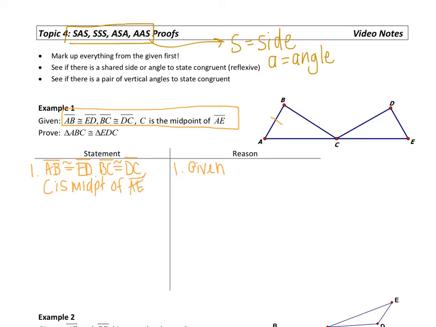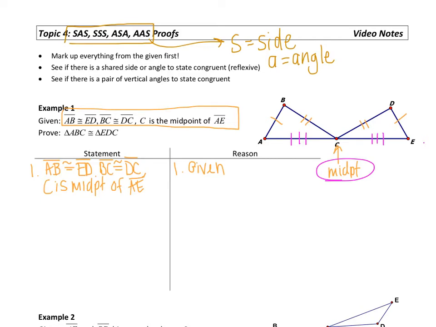AB is congruent to ED. BC, notice 2 hash marks now, is congruent to DC. And C is the midpoint of AE. Now we talked about that word midpoint in our previous video on topic 3, where we talked about important proof steps. If we have a midpoint, that tells me something very specific about 2 segments. Remember that a midpoint divides a segment, AE, into 2 congruent segments, AC and EC.